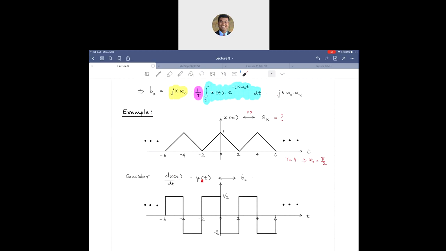So the derivative of x of t, which I'm writing as y of t here, has the Fourier series coefficients called b sub k. And b sub k, we know from the property, are simply going to be j k omega naught times a sub k. What is that? j k omega naught was pi over 2 and a sub k.